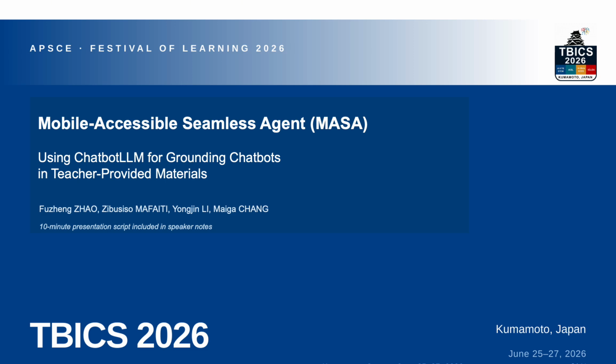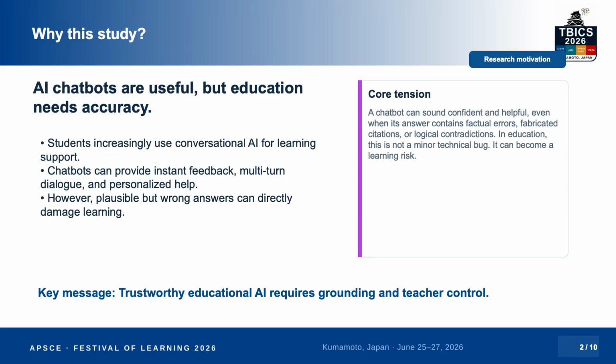In this talk, I will first explain why hallucination is a serious problem in education. Then I will introduce ChatbotLLM and MASA, explain how the system works, and finally present our evaluation plan. My focus is not only on technology, but also on teacher control, curriculum fidelity, and trustworthy learning support. Let me begin with the motivation.